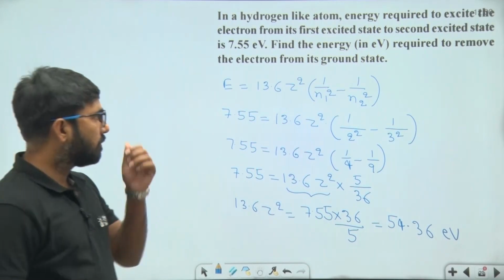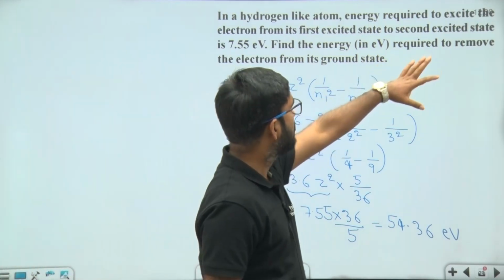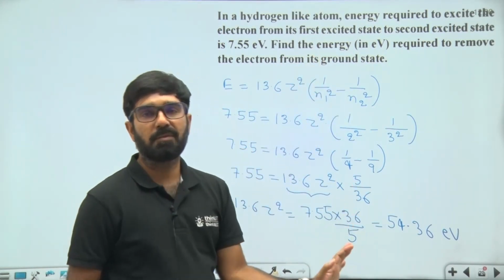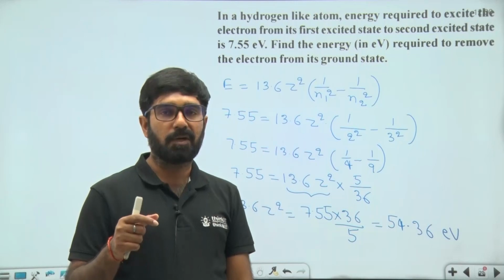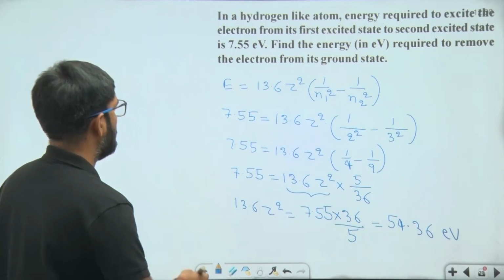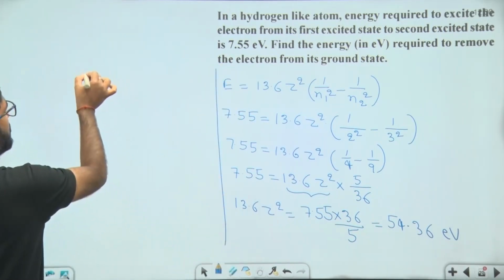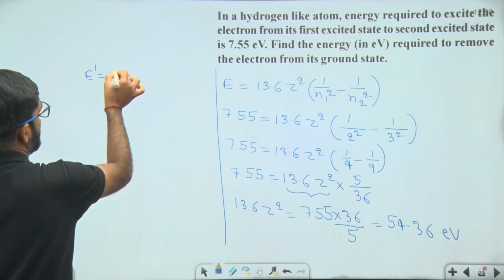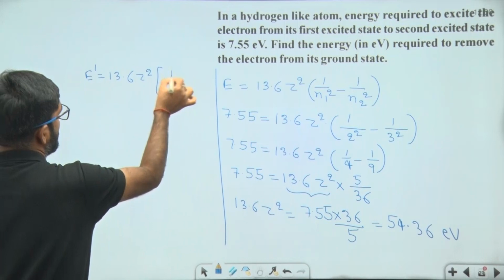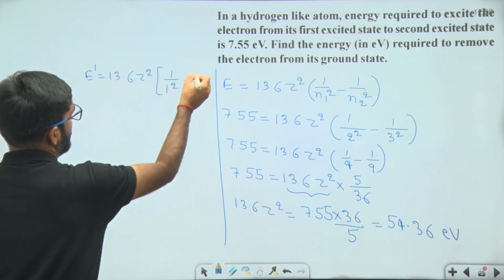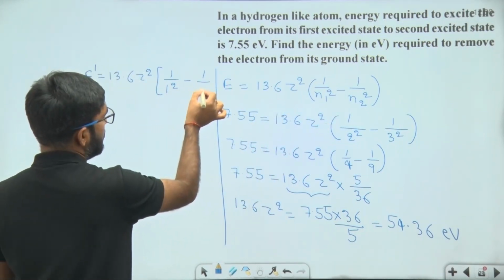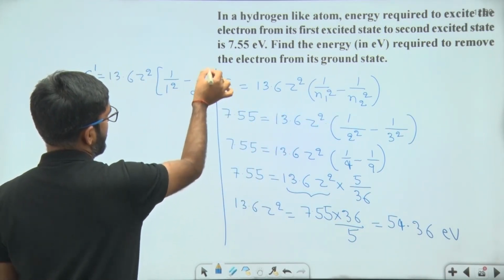Now according to the question, we have to find the energy required to remove the electron from its ground state. If you want to remove the electron from the ground state, then just move the electron from n = 1 to n = infinity, and the corresponding energy will be given by E' = 13.6 × Z² × (1/n₁² − 1/n₂²). For the ground state n₁ is 1, and we have to move the electron from n = 1 to n = infinity, so n₂ will be infinite square.